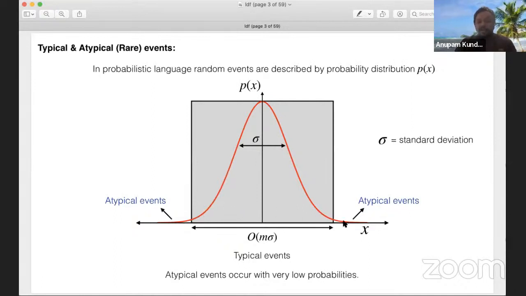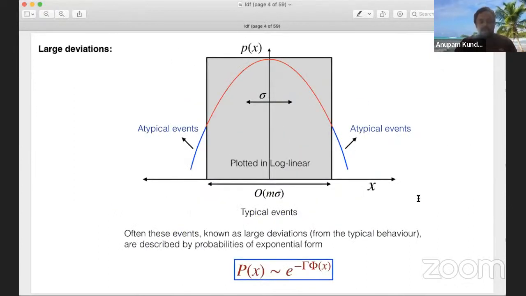But there are events that occur at the very tail of this distribution, and they are rare. They are atypical events, and they occur with very, very low probabilities. These events are known as large deviations, large deviations from the typical behavior, like the mean or the behaviors within a standard deviation about the mean. And these are often described by probabilities of exponential form, not always, but often.